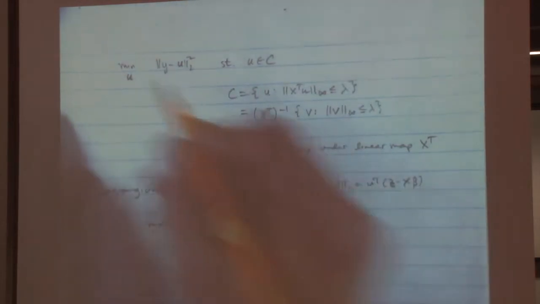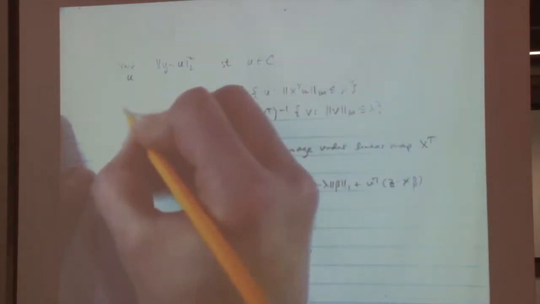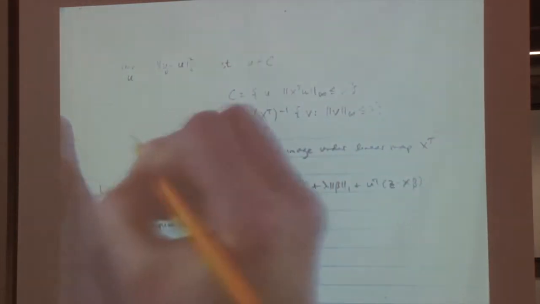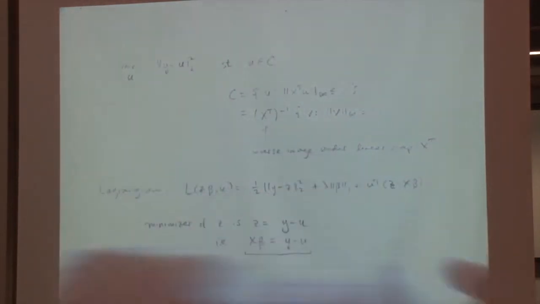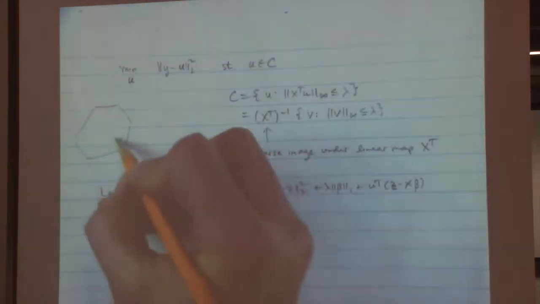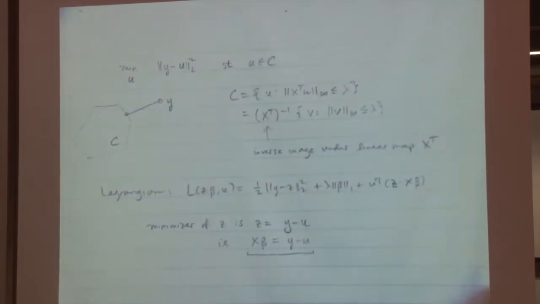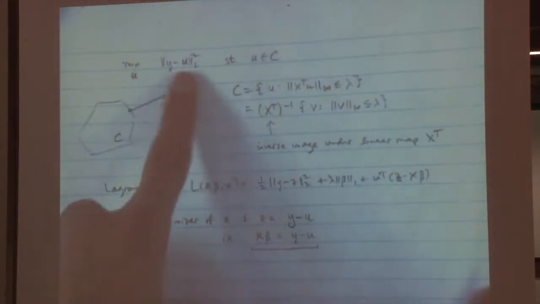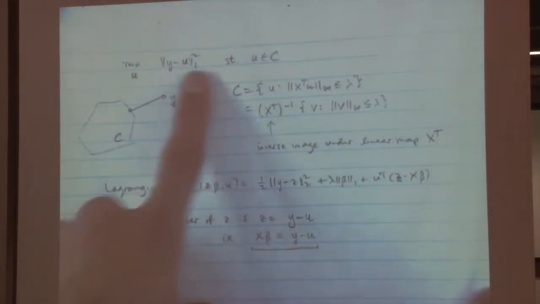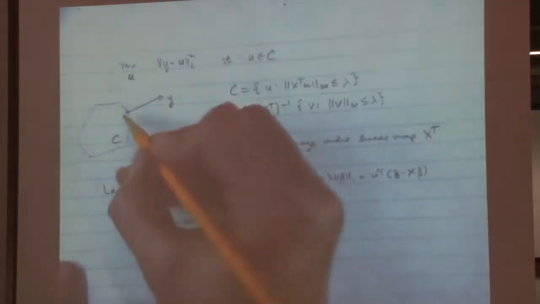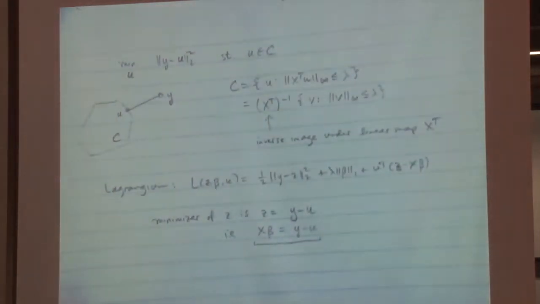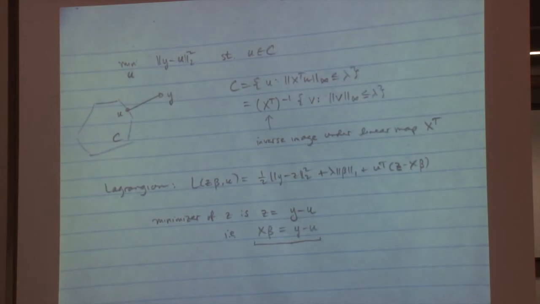Not in closed form, but what is this problem asking for? We have some set C. I actually claim it's a polyhedron, and that's what this next line was showing. That's C. And the dual solution is given by projecting y onto C. Right? It's the minimum of y minus u in L2 norm subject to u lying in the set C. That's just projection onto C. We've already talked about that a bit.